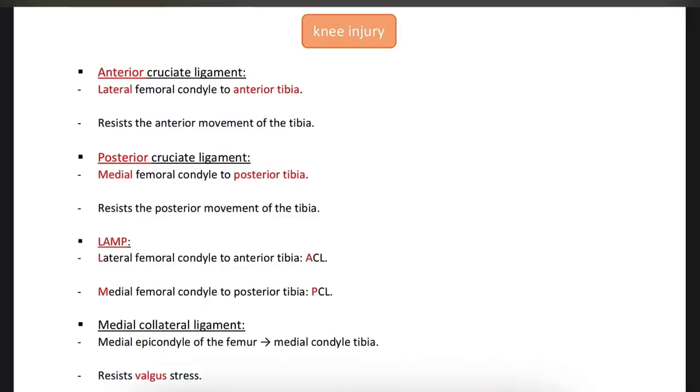So guys, now we are going to see the anterior cruciate ligament tear. The anterior cruciate ligament runs from the lateral femoral condyle to the anterior tibia and resists the anterior movement of the tibial bone.